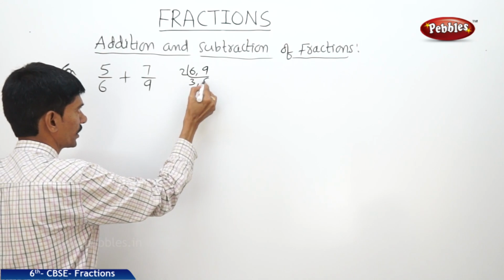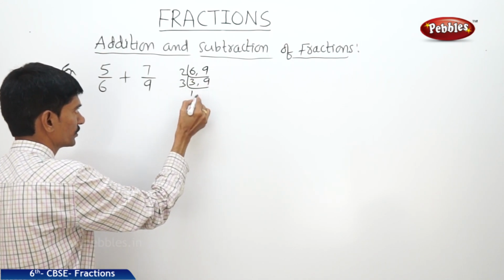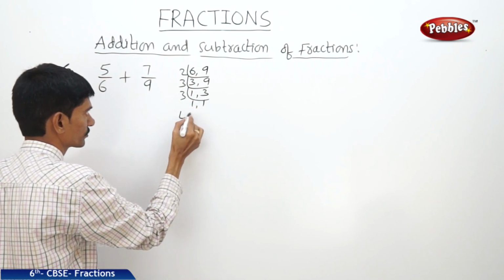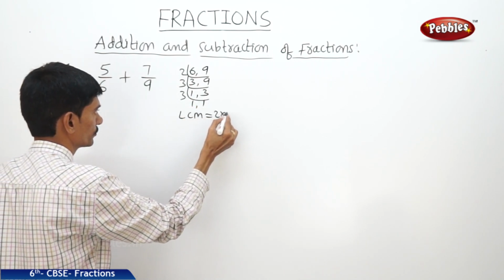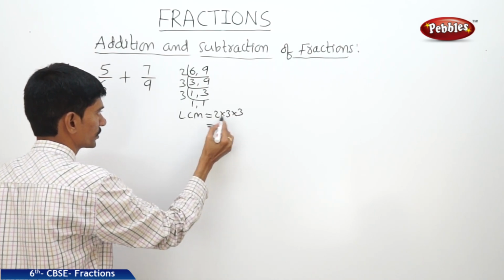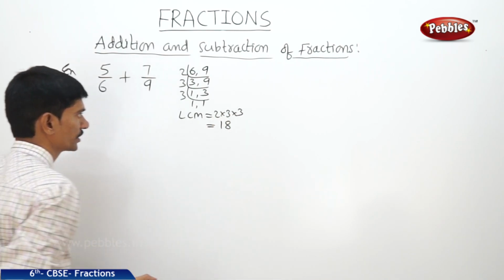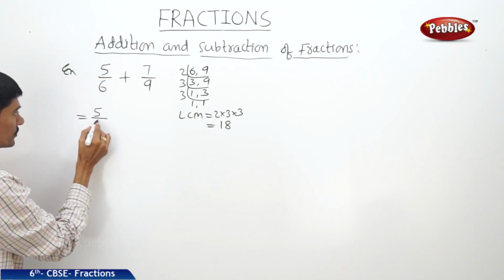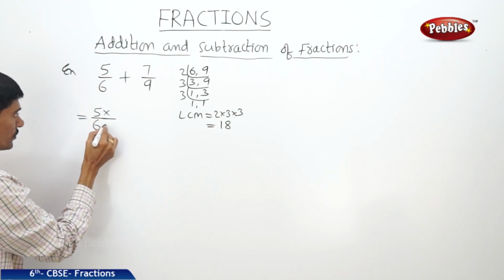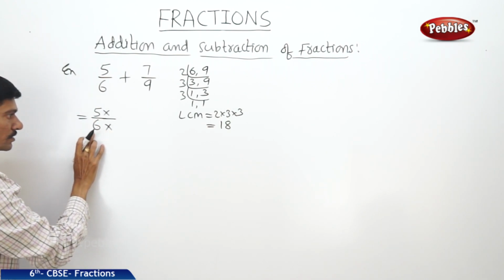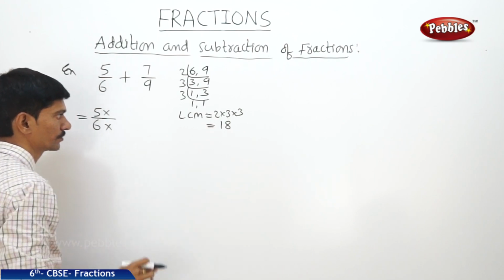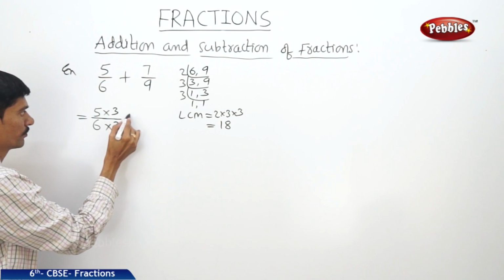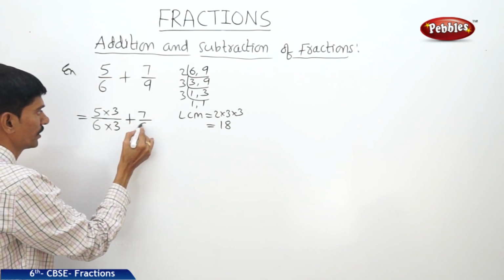2 3s are 6, 9 is the same. Then 3 1s are 3, 3 3s are 9. So again 1 is the same, 3 1s are 3. So LCM equals 2 into 3 into 3. So 2 3s are 6, 6 3s are 18. So 18 is the LCM. So then we get 5 by 6 into, now 6 how many times makes 18? 3 times. So we multiply both numerator and denominator by 3, plus 7 by 9.